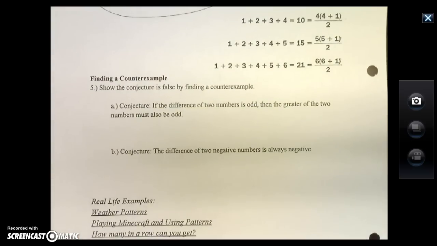Here's the fun stuff. Show the conjecture is false by finding a counterexample. Anyone here like to argue? Hopefully not too much, but when you're trying to argue, you have to try to make yourself look correct. And sometimes when you're arguing against someone, you want to make them seem incorrect. So that's what a counterexample does. You're finding something that disproves the other person's opinion or thought.